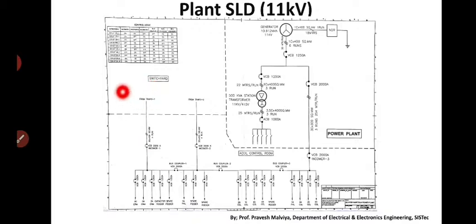So there will be two giant transformers, transformer 1 and transformer 2. These transformers will step down 220 kV into 11 kV, and this 11 kV will then be supplied to this 11 kV common bus.